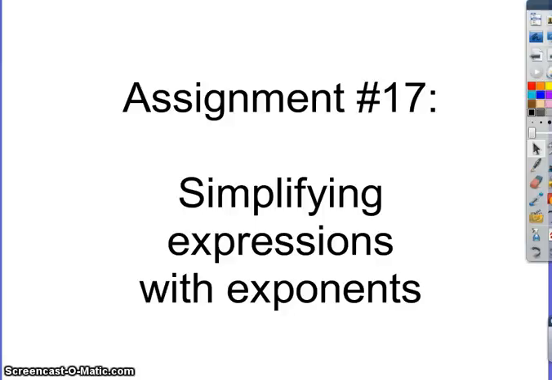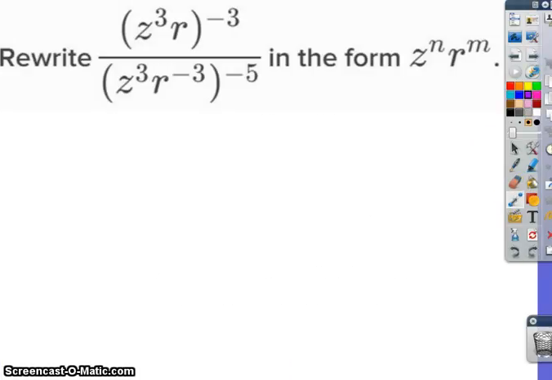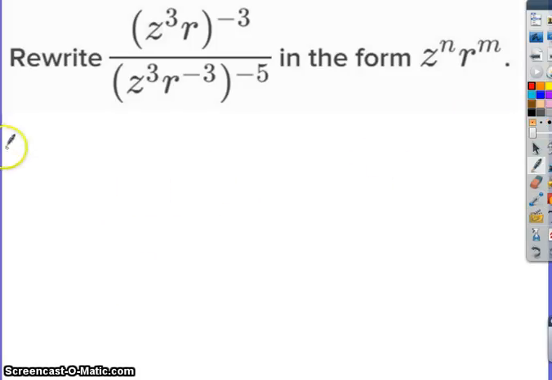All right, moving on to assignment number 17, simplifying expressions with exponents. This one I've got multiple steps to do. So we're starting to get more difficult, and when it gets more difficult, the key is to be organized. So the way that I organize these is, I've actually started abbreviating, so I'm just going to write n, and that's where I'm going to put the numerator, and d, that's where I'm going to put the denominator.